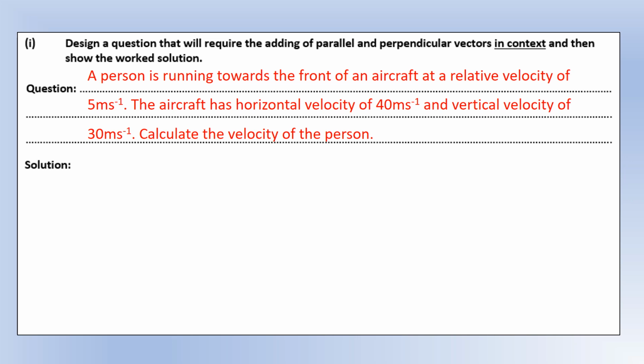So my example is a person running towards the front of an aircraft at a relative velocity of 5 meters per second. The aircraft has a horizontal velocity of 40 meters per second and a vertical velocity of 30 meters per second. Calculate the velocity of the person. So first of all, we are adding vectors. So there's the vector of the velocity of the aircraft. There is the vector of the velocity of the person. Now, at the moment, we're not in a very good position to add all these together because all of the vectors aren't parallel or perpendicular. So what we're going to do is calculate the resultant of the aircraft's velocity, then we can add them together.